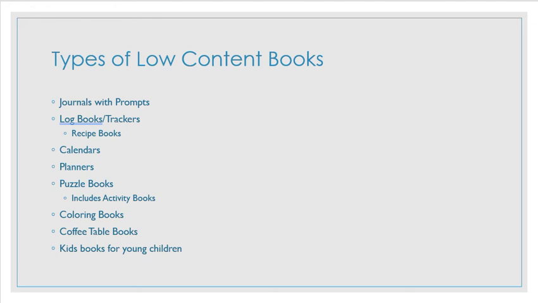You could also have logbooks or trackers. A recipe book is a very common type of logbook. Maybe you want a book where you write all your grandma's recipes. That would be a type of logbook or tracker. Also diet, weight loss, and fitness. If you're doing strength training, you might want to log the exercises you did and the reps. Also, if you have a collection of any sort, like stamps or coins or LPs, vinyl records, any sort of logbook to track that.